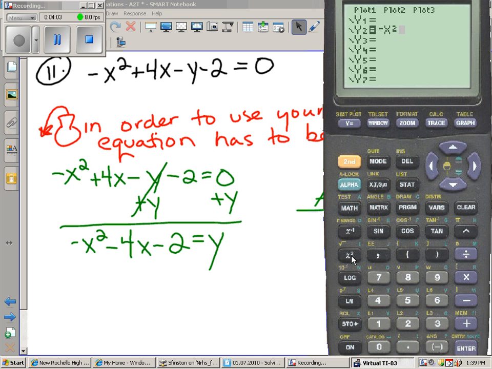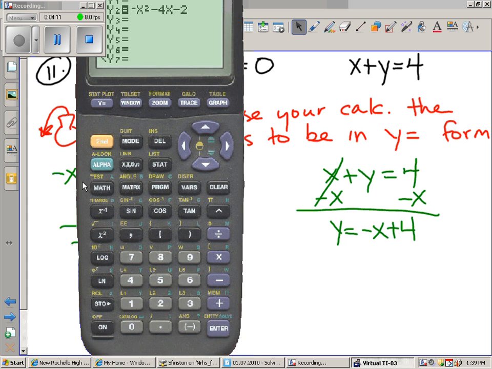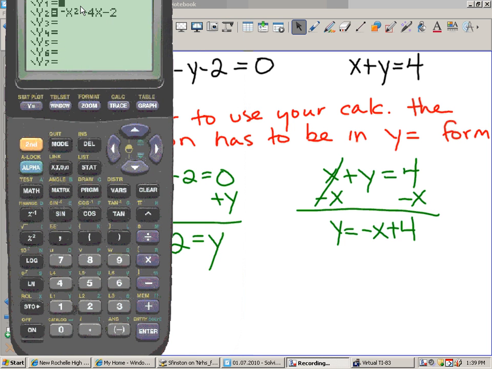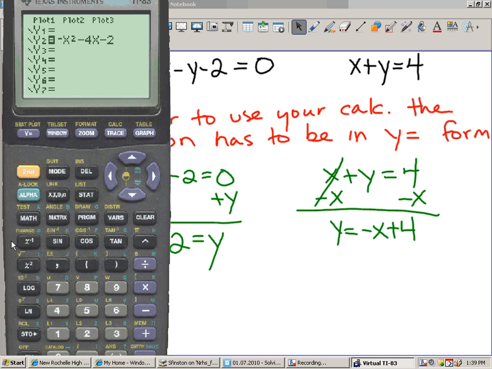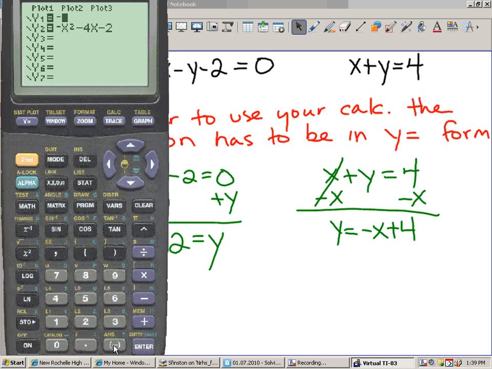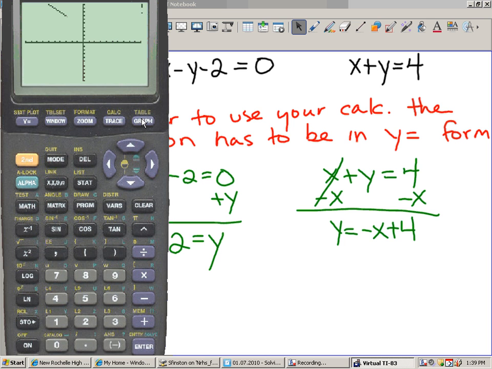-x squared minus 4x minus 2. This doesn't really make a difference on what line you enter them in. Then what is the other one we got? We got -x plus 4. And then here's what we're going to do. Check it out. Uh-oh. Where did I mess up? Oh, it's plus 4. I messed up. Sorry about that.